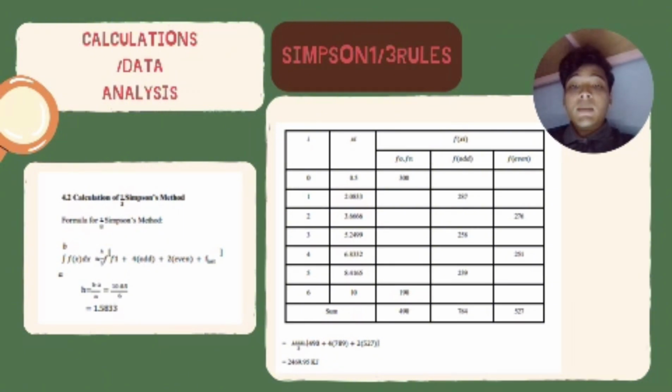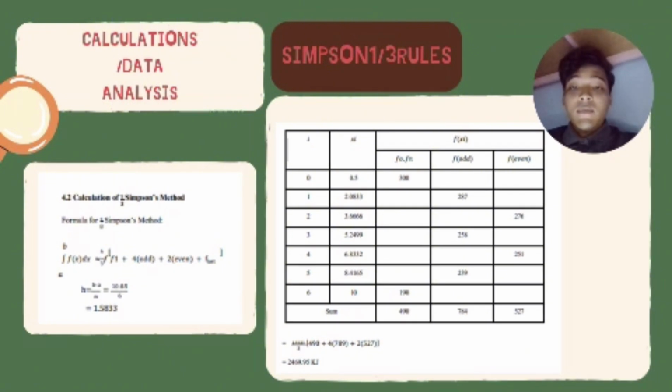For the fourth step, we substitute into the formula. The integration formula becomes I equals h over 3 multiplied by f0 plus fn, and 4 odd plus 2 even. From the table, the h step size is not directly shown, but it can be calculated as h equals xn minus x0 divided by n, which is 10 minus 0.5 divided by 6, equal to 1.5833.